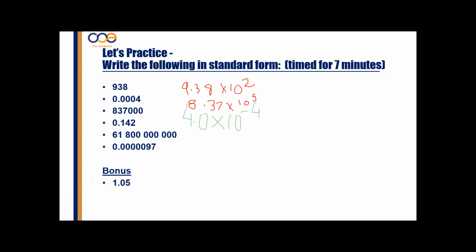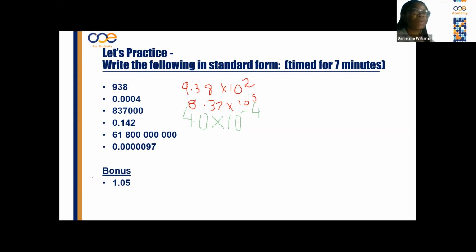Okay, miss. Yes. So Courtney and Nathan, whenever you have a number that's already in the form, meaning it is between 1 and 10, the power, or the exponent, is going to be 0, because you don't have to do anything to it.